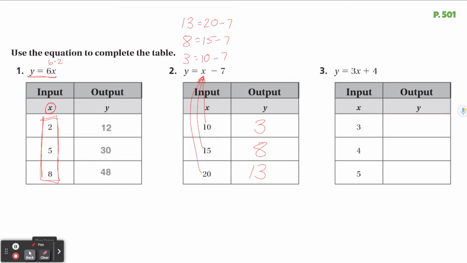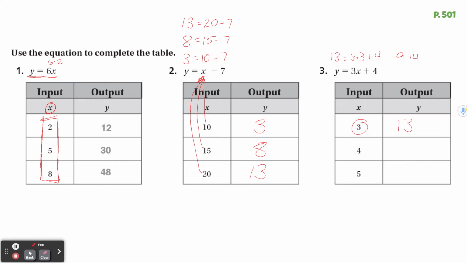All right, our third one says y equals 3x plus 4. Go ahead and take a second in your books to solve this one. Now notice there's two different steps. There's 3 times x, and then we need to add 4. So you have two operations there to do. All right, so our first thing we're going to do is 3 times our first input, which is 3. So 3 times 3 plus 4. 3 times 3 is 9, and 9 plus 4 equals 13. So our first output is 13.